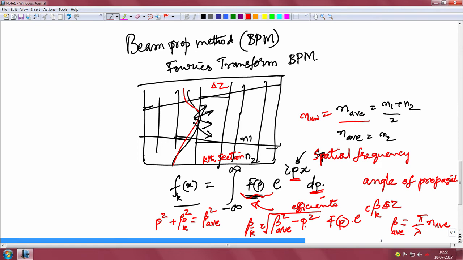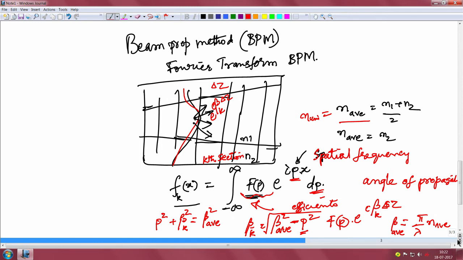So, for every spatial spectral component with p, we can obtain a propagation constant beta k. So, the propagation is in terms of e power i beta k delta z. Obviously, only for values of p less than beta average, beta k is real, and so those are the components which propagate and sustain. Others can be thought of as getting attenuated, because beta k is an imaginary quantity, and all the other components die out.